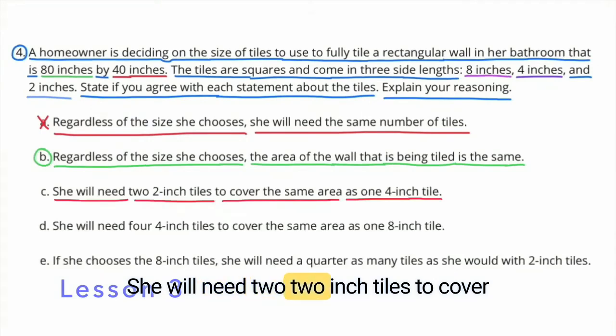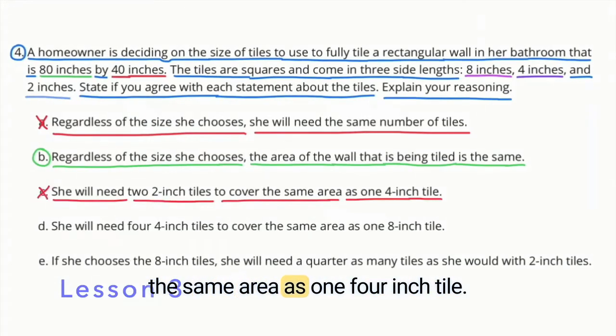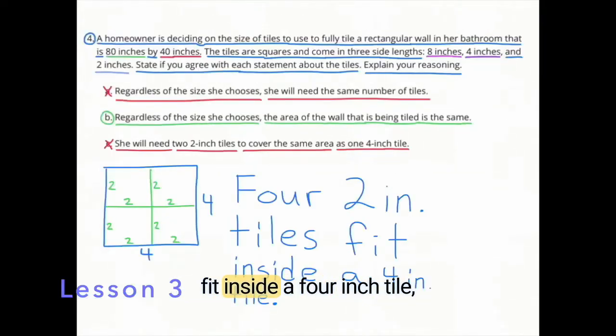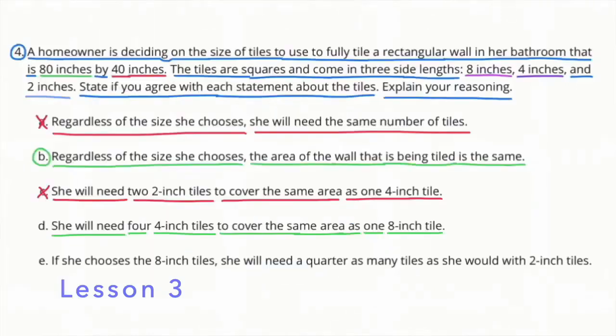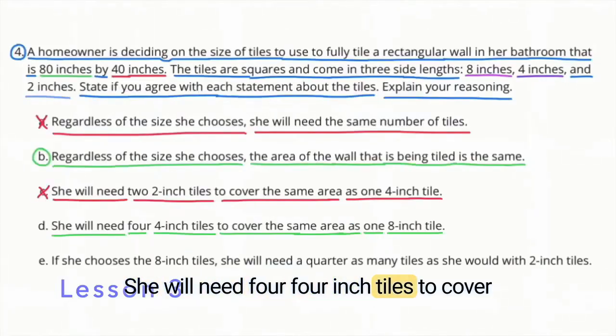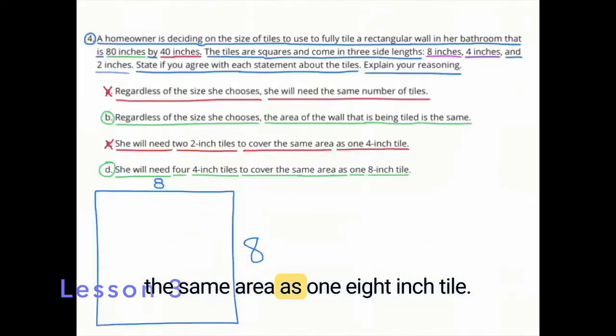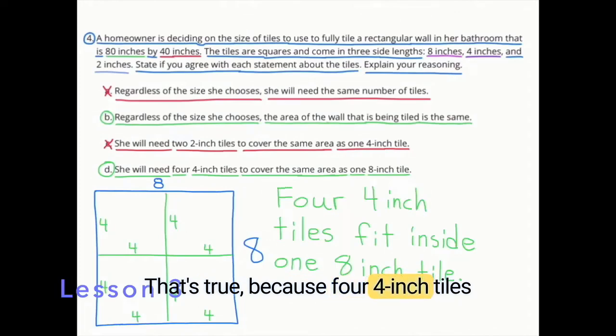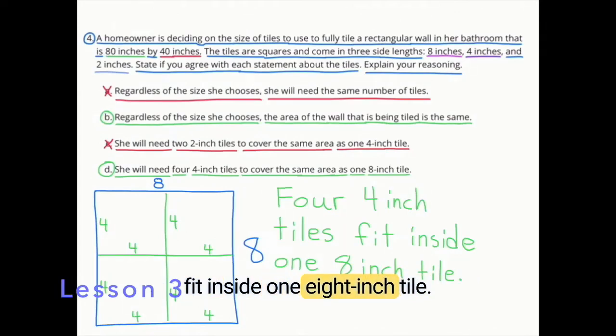She will need 2 2-inch tiles to cover the same area as 1 4-inch tile? No, because 4 2-inch tiles fit inside a 4-inch tile. She will need 4 4-inch tiles to cover the same area as 1 8-inch tile. That's true because 4 4-inch tiles fit inside 1 8-inch tile.